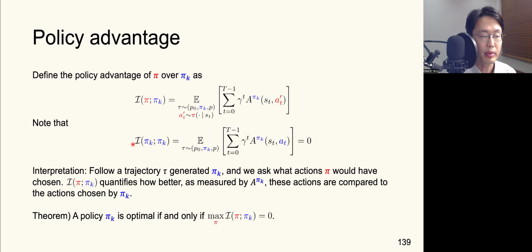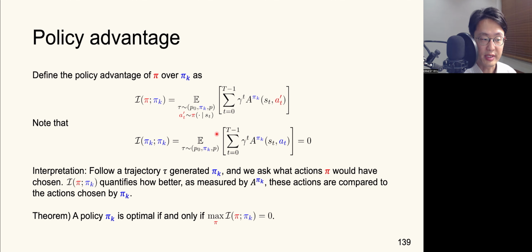Now note that if we plug in pi equal to pi k, well, that's just zero. Intuitively, that's quite natural because we follow policy pi k, and then we ask the same policy pi k, what action would you have chosen? And then are those actions any better compared to the action that pi k chose? Well, it's the same distribution of actions. So the actions chosen by pi k are of equal quality as the actions chosen by the same policy pi k. So this ought to be equal to zero.